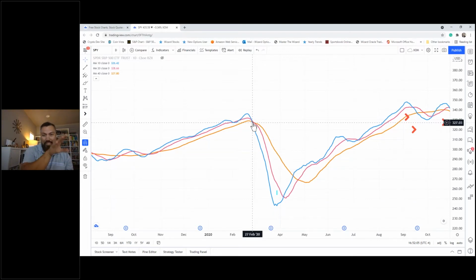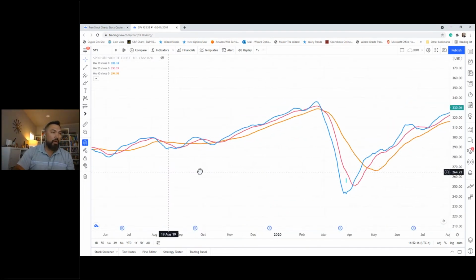But by just using a simple set here of averages, we saw that the 10 flipped below that 40, uh-oh, trend change. Take COVID out of the situation. These conditions happened in the past. Go back.